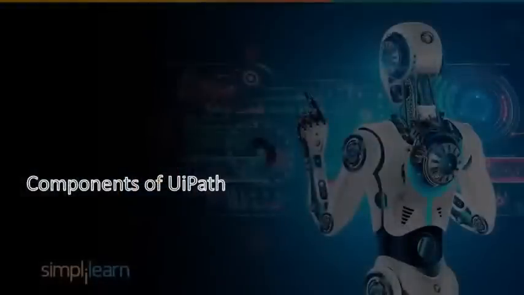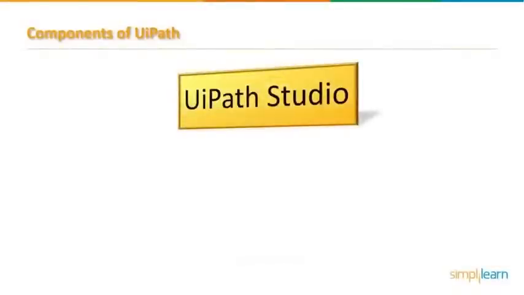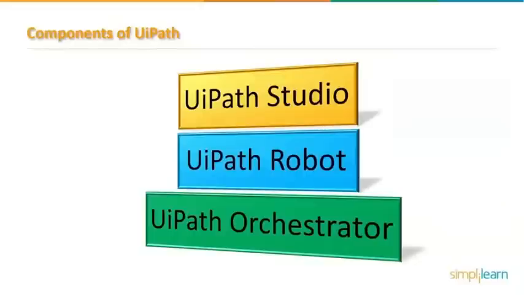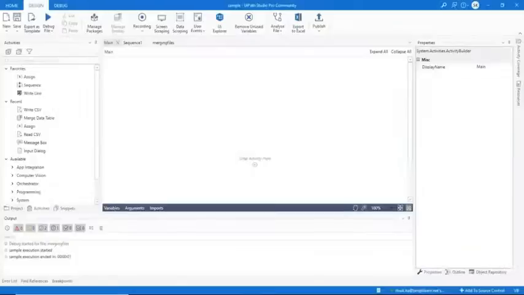Let's look at the components of UiPath. The first components we have are UiPath Studio, UiPath Robot, and UiPath Orchestrator. Let's look at them one by one. This is how UiPath Studio looks.